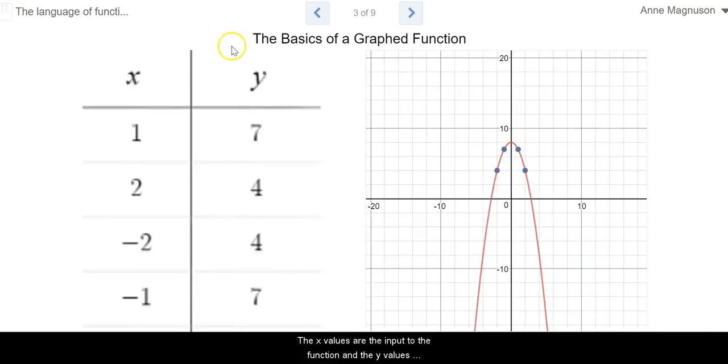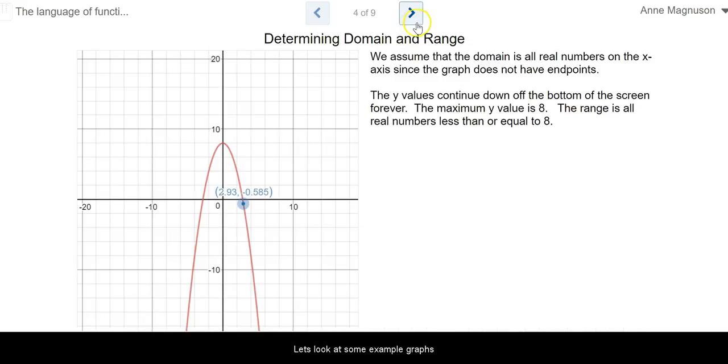The x values are the input to the function, and the y values are the output. The x values are also known as the independent values, and the y values are the dependent values. Let's look at some example graphs.